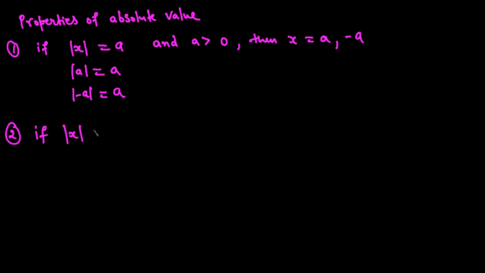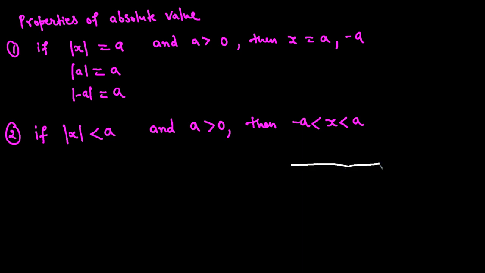The second thing: if the absolute value of x is less than a, and a is greater than 0, then you can write it in this format also. So x is going to be less than a and greater than negative a. Let me write one example here to understand it. Let's make a number line here. So I have 0, then 1, 2, 3, negative 1, negative 2, negative 3.